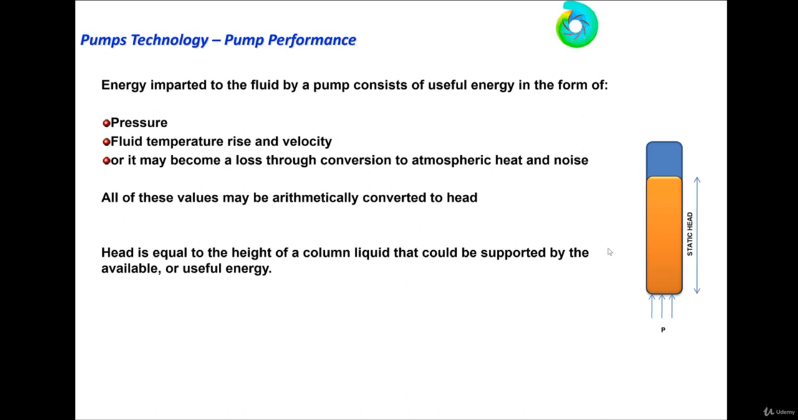The energy given to the fluid by the pump consists of useful energy in the form of pressure, fluid temperature rise, and velocity. Or it may become a loss through conversion to atmospheric heat or noise. In the centrifugal pump, we express the differential pressure we ask the pump to handle in terms of head. Head is a specific energy. It is the height of the liquid column that could be supported by the available or useful energy.